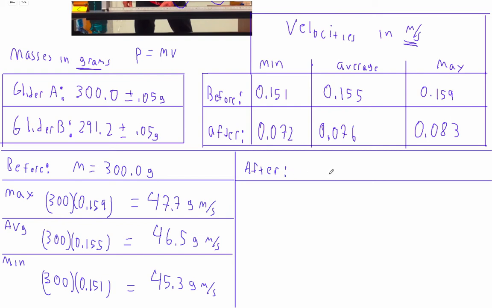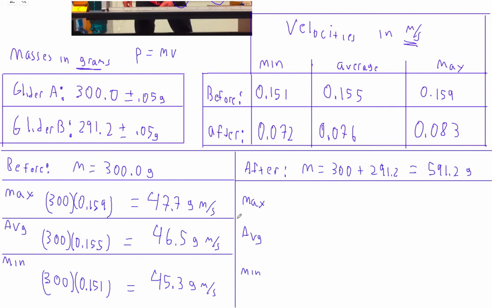Afterwards, notice that both these gliders are moving. So the mass is going to be 300 plus 291.2. These will be different numbers if you use different gliders. If you use B and C or I don't know, then all bets are off. My mad mathematical skills tell me that that's 591.2 grams, and that's what I'll use. So I'm going to figure out the max this could be, the average, and the minimum, and we're going to take a look at that.